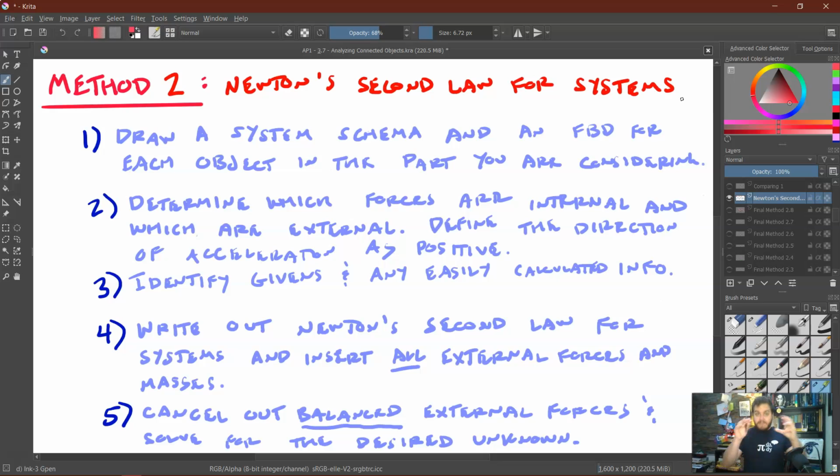We're going to highlight that part of the system schema and then determine which forces are internal and which are external. And once again, let's define the direction of the acceleration as positive, just to be consistent. Identify the givens and easily calculated info, so any forces we can immediately calculate. Write out Newton's second law for systems and insert all of the external forces on the masses. Then cancel out any balanced external forces and solve what's left of the equation for the desired piece that we want.